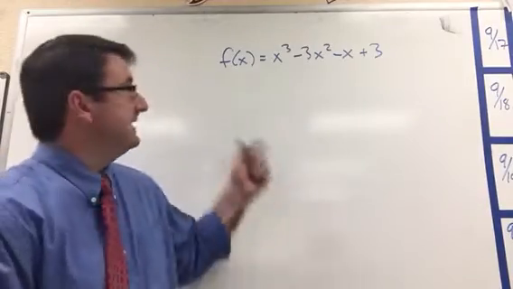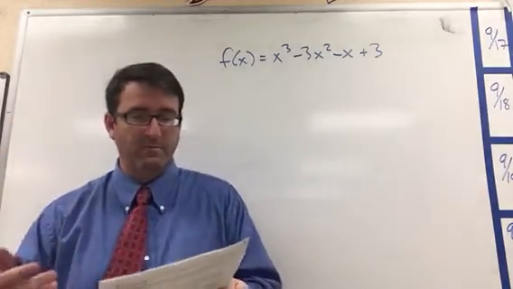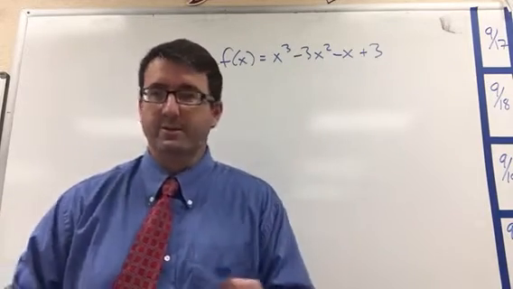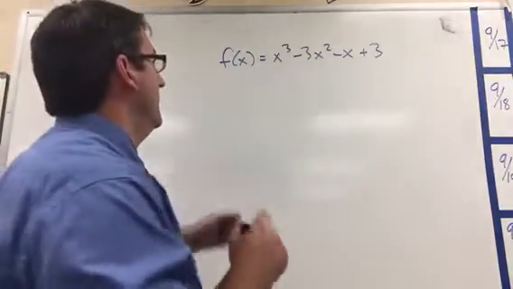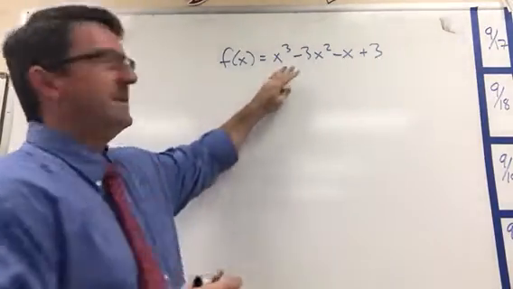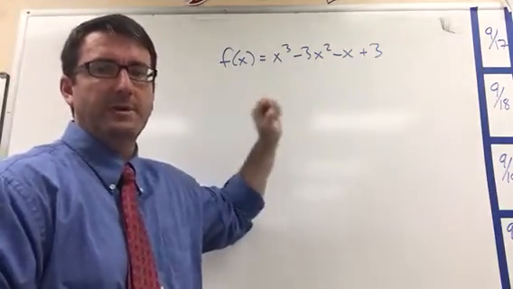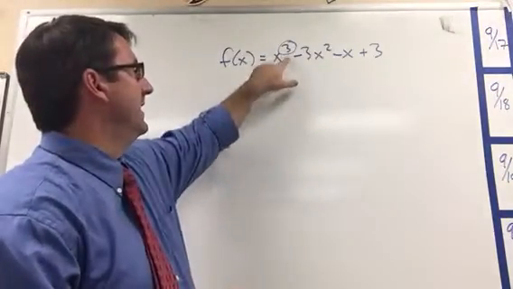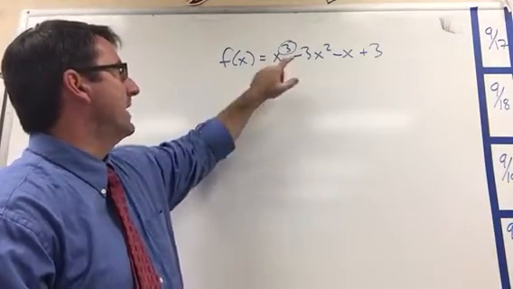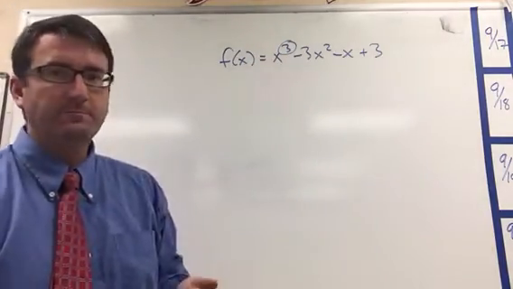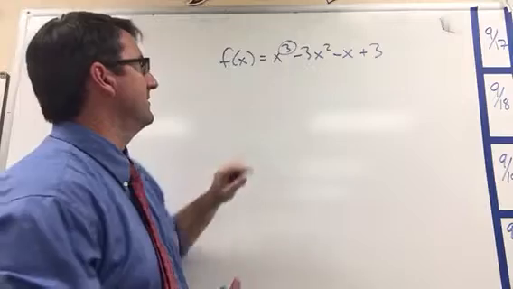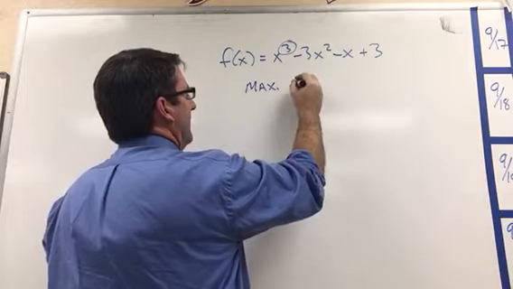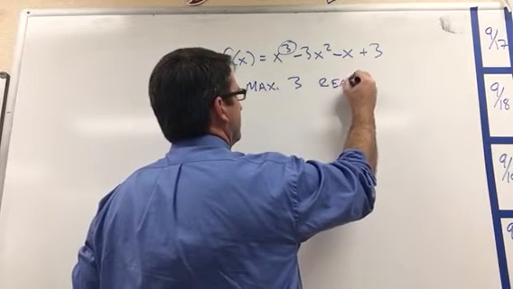Number 2, we're given this polynomial. We're told to state the number of possible real zeros and turning points, then determine all the real zeros by factoring. All right, so first of all, to find the possible number of real zeros and the turning points, we're just going to look to the degree of the function, which is going to be the largest exponent. So this is a third degree polynomial, so it's going to have a maximum of 3 real zeros.